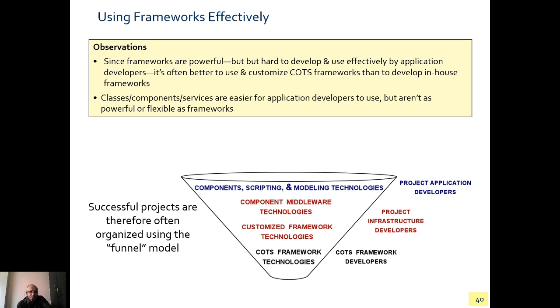This is the history. Successful projects are therefore often organized using the funnel model, right? That is, build it till it fills. Likewise, POTS framework technology, customized framework technologies, component middleware technologies, and at the end, component scripting and modeling technologies. So modeling technologies are coming up. Likewise UML, all of the scripting languages and the components that you know, or take help from others, will be at the very surface level, right?